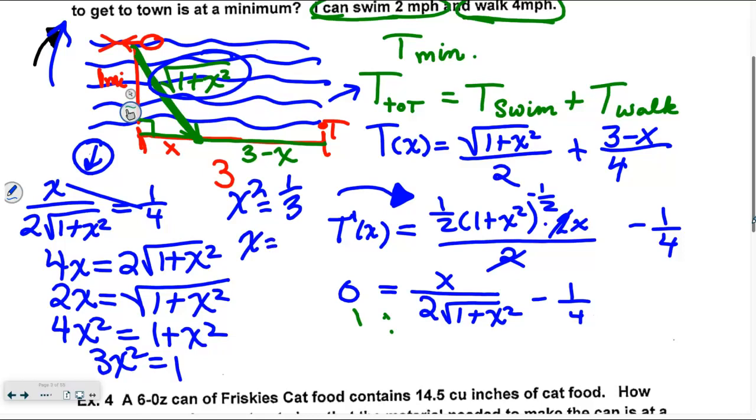but that doesn't make sense because I'm going forward to get to town, would be 1 over root 3. I like to see a number for that. That'll tell me how many miles in from shore would optimize that route. Okay?